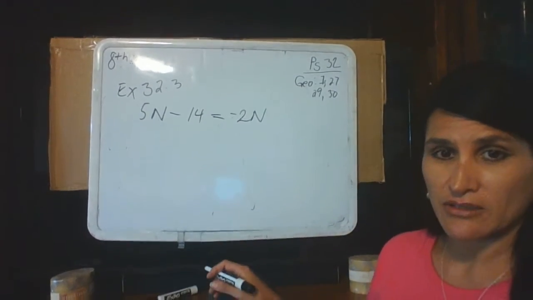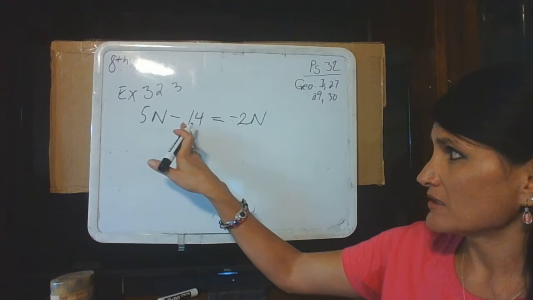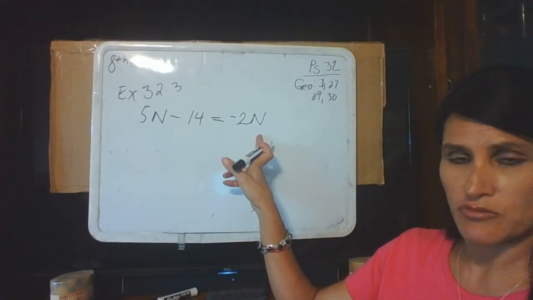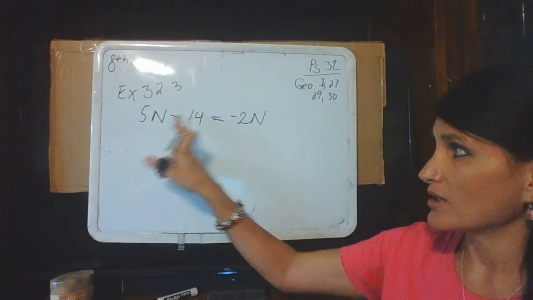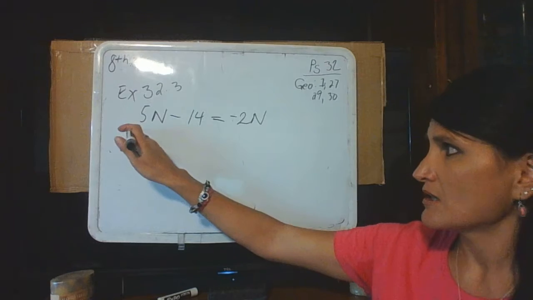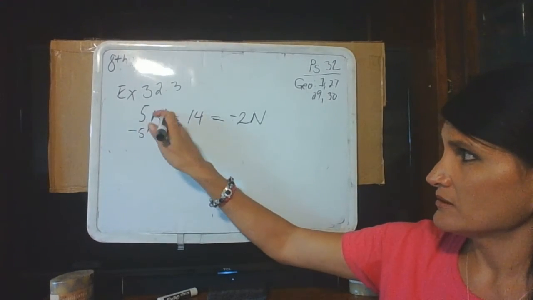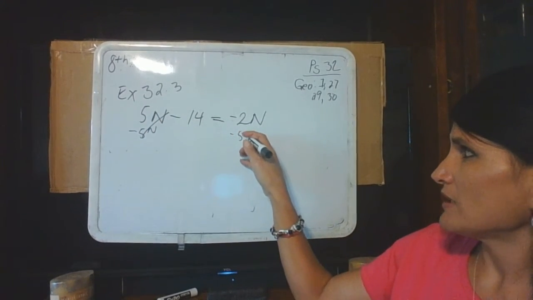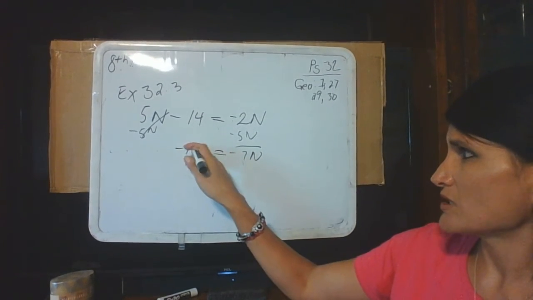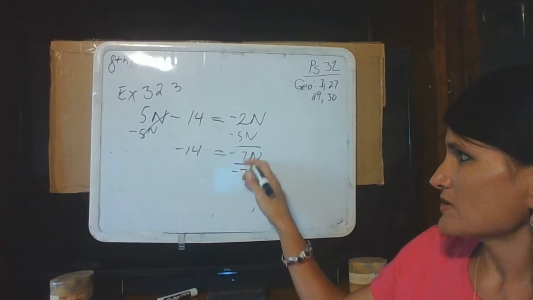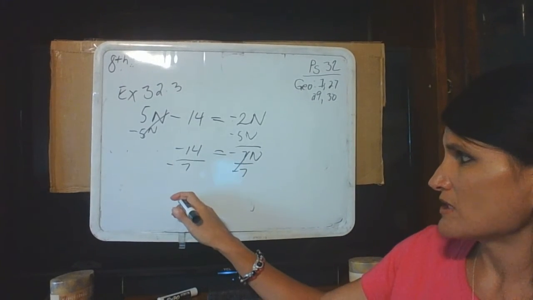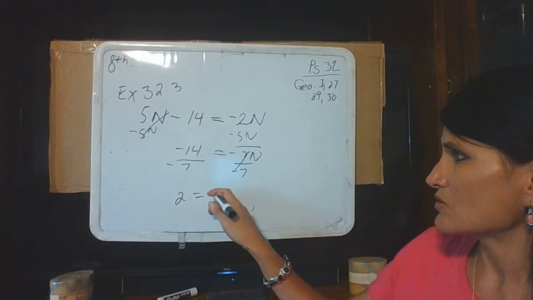You want to combine your like terms. Now, since this has a number and a variable, I'm going to move the 5n to the right side. It wouldn't make any sense to move the 2 on the left because then everything would be on the left side. That wouldn't make sense. So I'm going to say 5n minus 5n, negative 7n equals negative 14. Divide by negative 7, divide by negative 7. Negative and a negative is a positive, so 2 equals n.